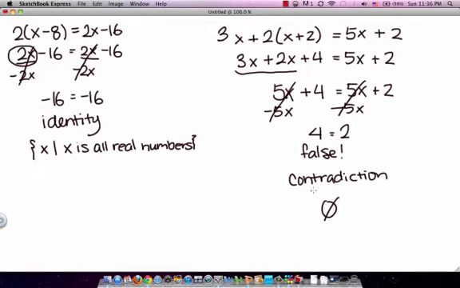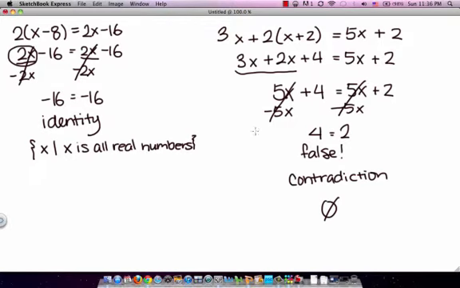So this one, it's saying that there's no values of x that you can plug in to make this equation true. So these are kind of opposite ends of the spectrum. For the first equation that we solved, you can plug in any x value and it'll make this entire statement true because it's an identity. For the second one, it's a contradiction, meaning there's nothing that you can plug in for x to make this statement true.